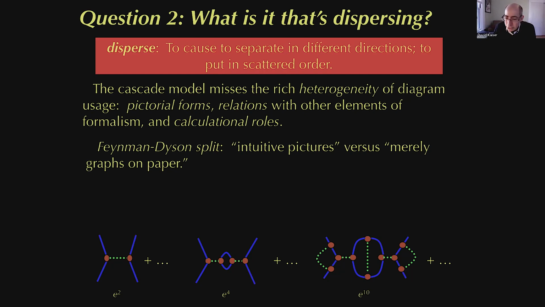Dyson, whose original training was actually in pure mathematics, not in physics, and throughout his career was always much more formal, much more a mathematical physicist than Feynman. Dyson cautions in his very first article on the new techniques that these are merely graphs on paper. That's the phrase he uses. These are not pictures. They're not Minkowski diagrams. These are not literal depictions of events unfolding in space and time.